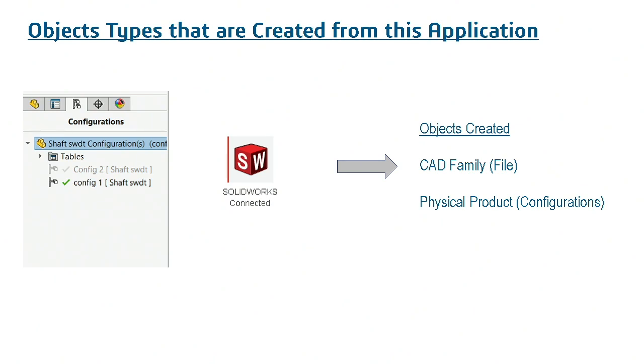So when you actually go to design with SolidWorks Connected, and when you bring it into the platform and you save it to the platform, behind the scenes, the system is creating a CAD family object. In addition to that, it's creating physical product for your configurations. Now you take the design and you drag and drop and create an assembly. You're dragging and dropping the physical product into the assembly and creating essentially a product structure.